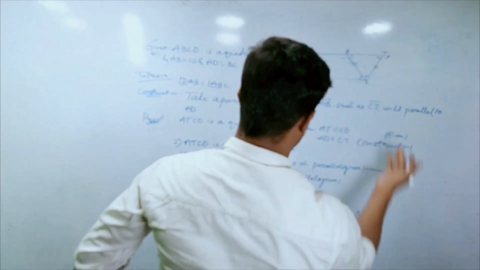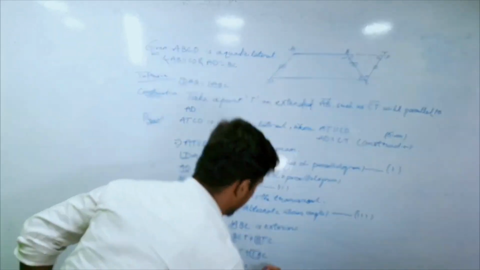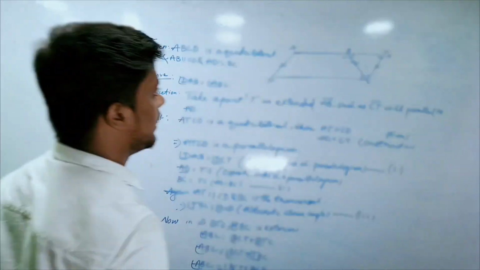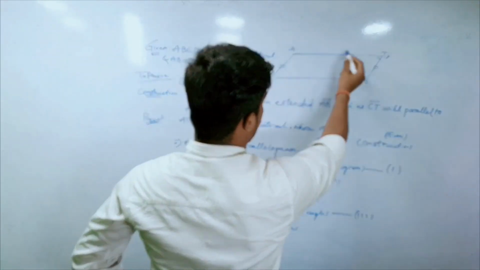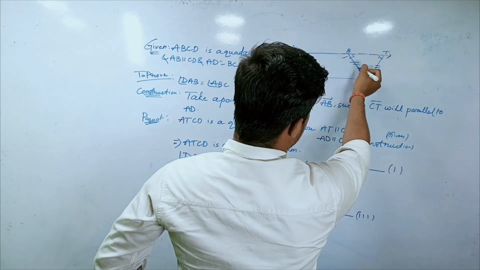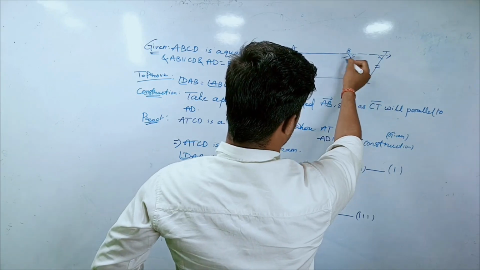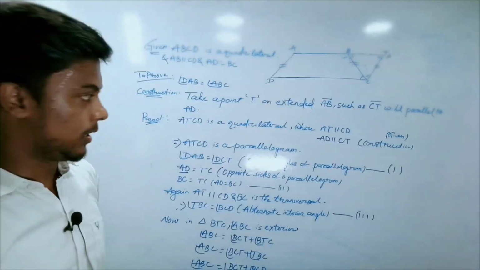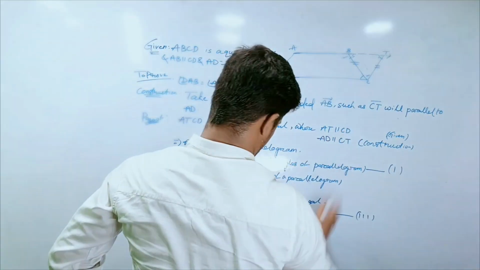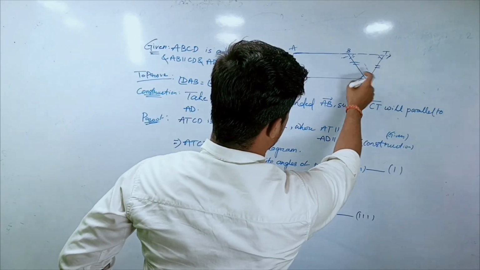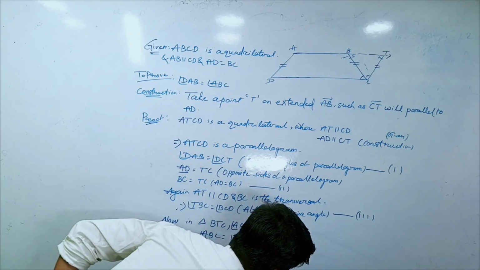In place of TBC we can write BCD. Why? Look here: BCT plus BCD. Here you know that you have to prove DCT equals ABC. That means if you write BCD in place of TBC, then BCT plus BCD will become equal to ABC. So you have to think that way. ABC equals BCT plus BCD, and BCT plus BCD makes your angle DCT. Make this equation 4.